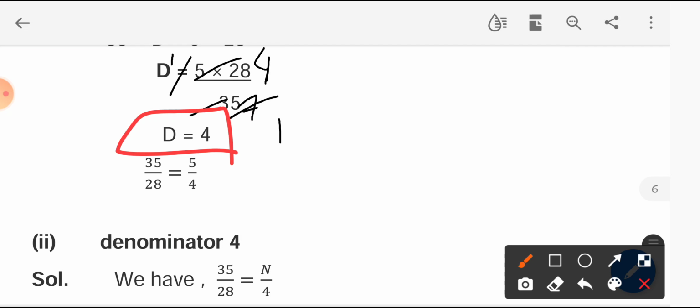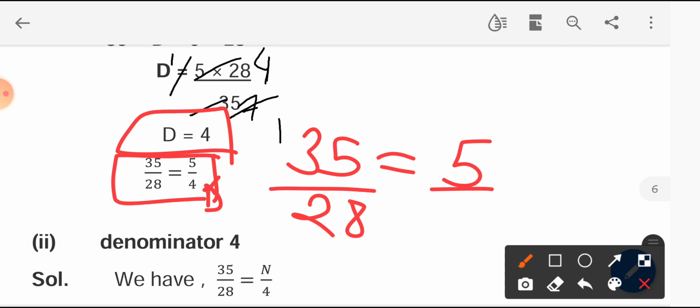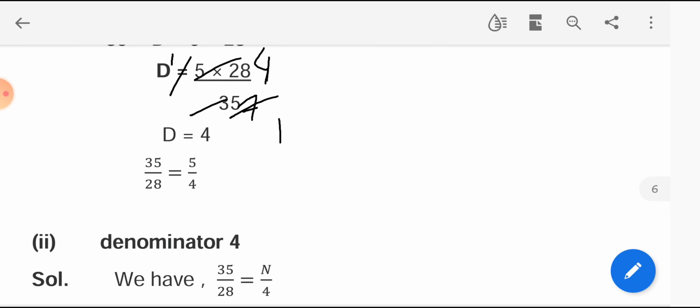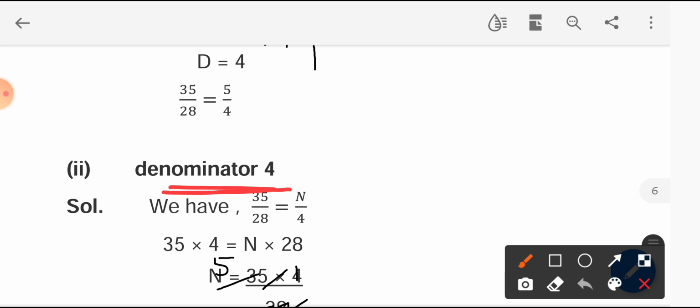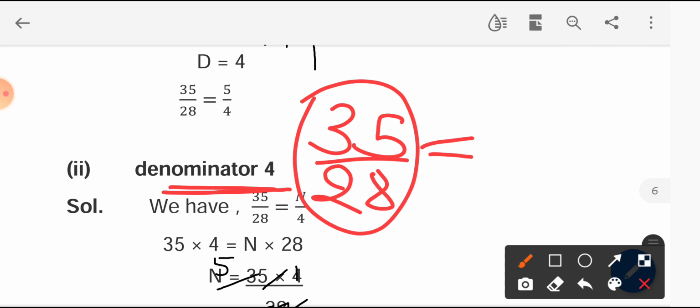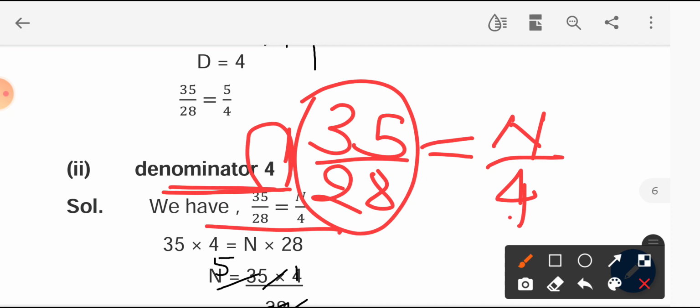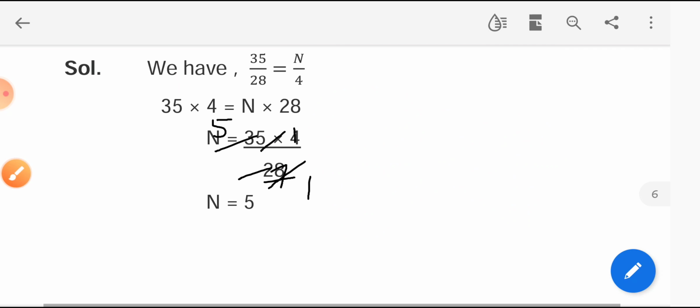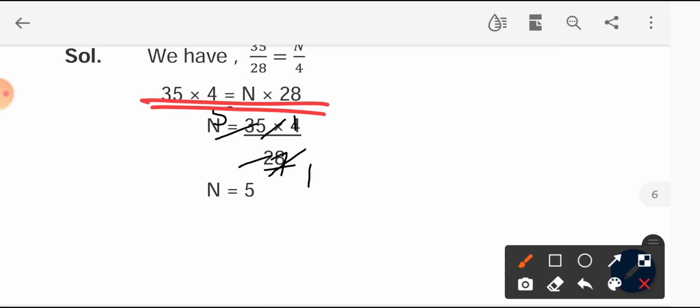So in place of that star or d, it will be written as 35 upon 28 is equal to 5 by 4. Now the denominator is given as 4 and we have to find the value of the numerator. So we have to find an equivalent fraction, a fraction which is equal to 35 by 28, where the denominator 4 is given, so write here 4, and the numerator is not given, so write here n. So again by using the property, 35 into 4 is equal to 28 multiply n. So write here 35 into 4 is equal to n multiply 28.